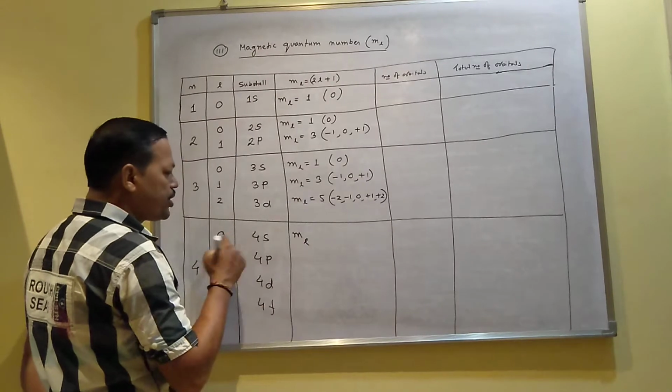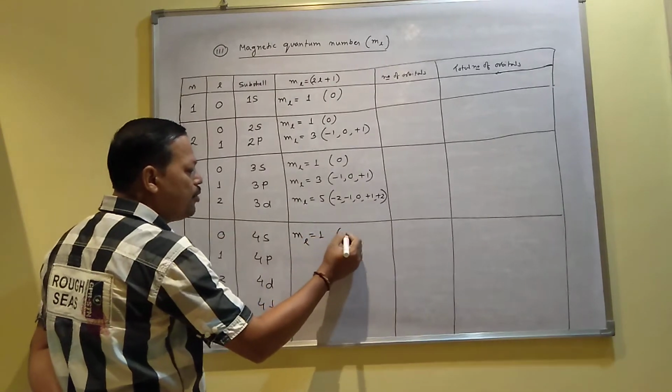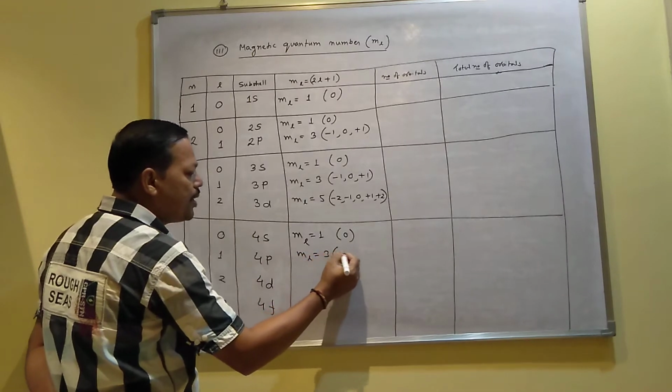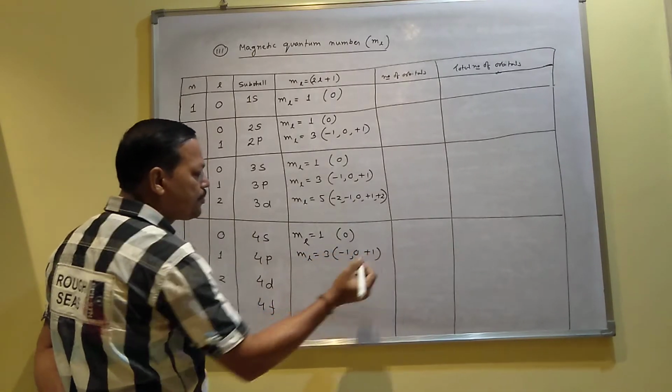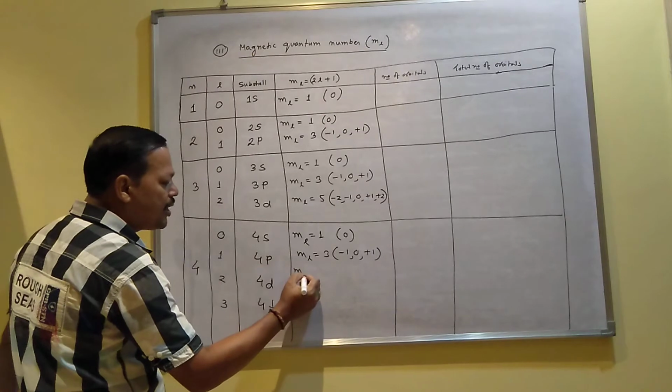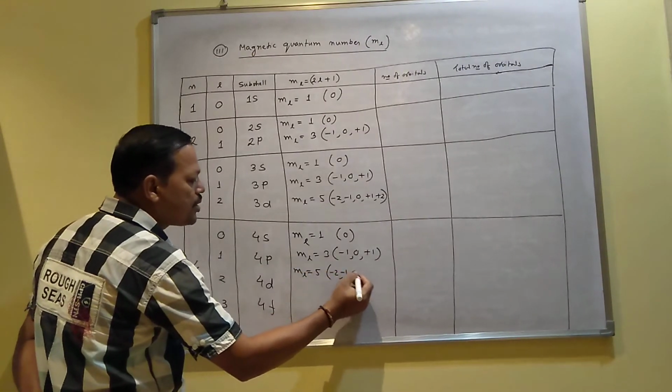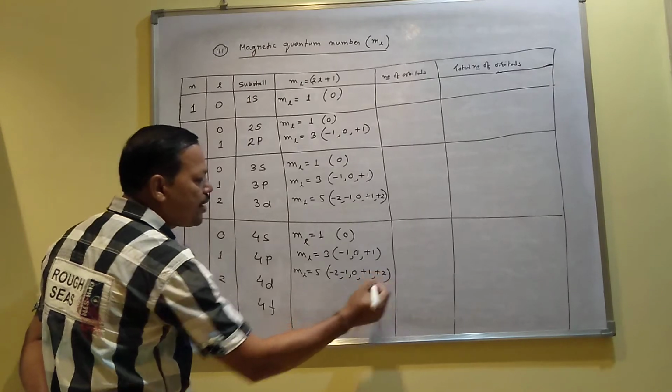For l = 0, you will get one ml value, which is 0. For l = 1, you will get 3 values: minus 1, 0, plus 1. For l = 2, you will get 5, and the values are minus 2, minus 1, 0, plus 1, plus 2. These are the 5 values.